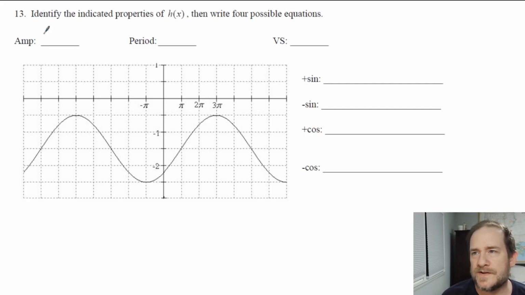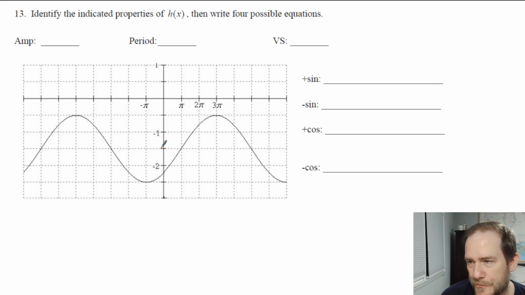All right, it says identify the indicated properties and write 4 possible equations. Remember, for sinusoids, we can write all 4 equations. For tangent, we can only write a positive tangent or a negative cotangent. So for tangent functions, there's only 2 equations, but for sine and cosine, there's literally infinitely many. Let's just figure out the stuff.